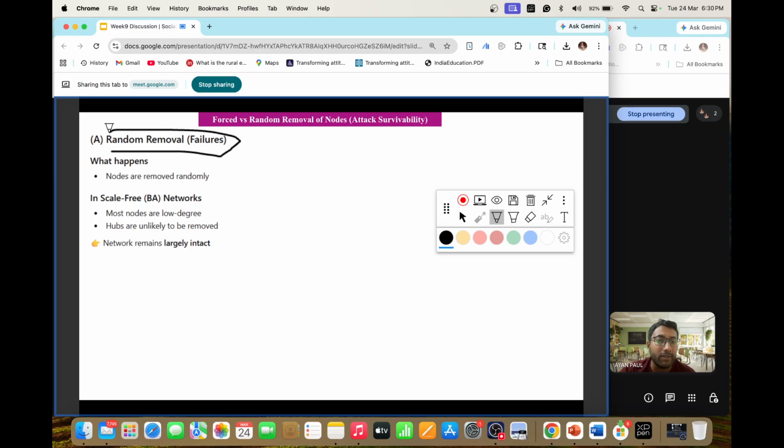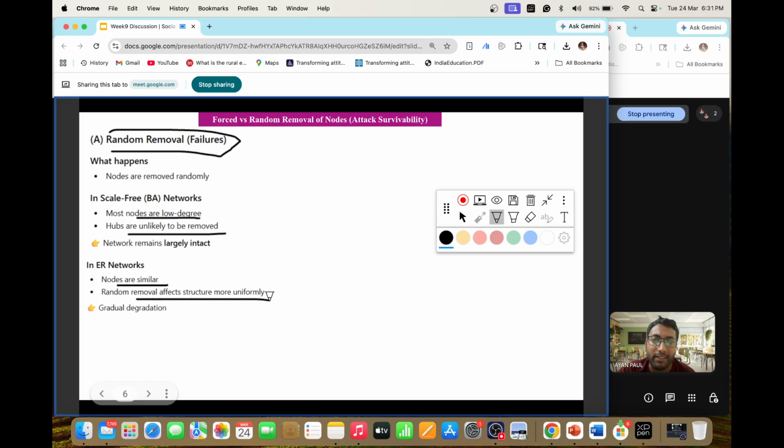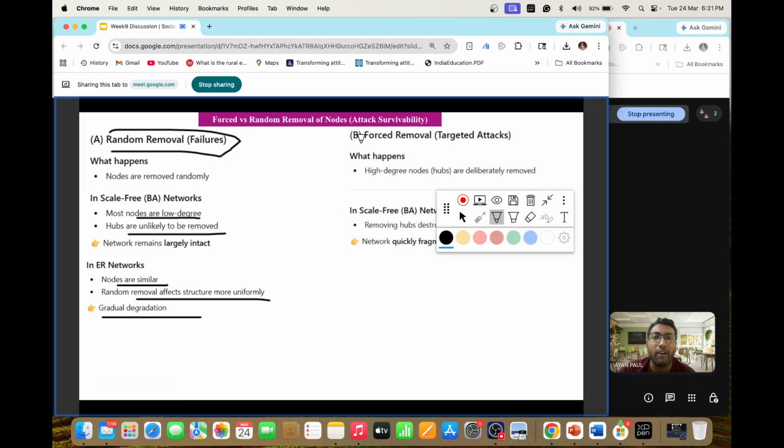If random removal or failure is occurring, then how will these models behave? In the BA model, most nodes are low degree, hubs are unlikely to be removed, so the network will remain largely intact. But in the ER model, nodes are similar, so random removal affects the structure more uniformly, and there is gradual degradation. Now, here it is random, but if we have a forced removal or targeted attack, what happens?